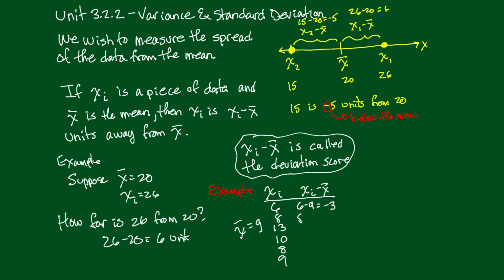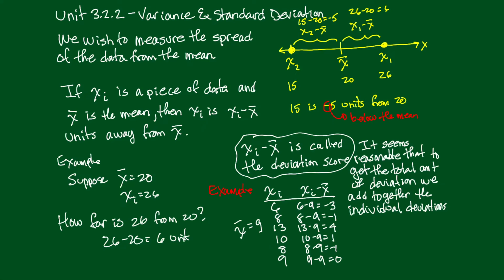Then you get 8 minus 9, negative 1. So 8 is 1 unit below the mean. 13 minus 9 is 4, so 13 is 4 units above the mean. 10 minus 9 is 1, so the 10 is 1 unit above the mean. 8 minus 9, again we're at negative 1. And 9 minus 9 is 0, so 9 is no units away from the mean of 9.